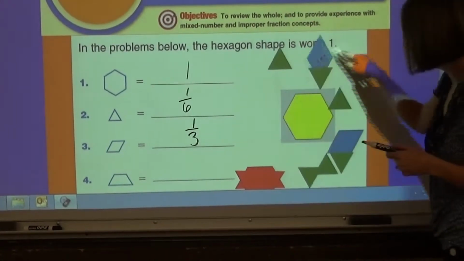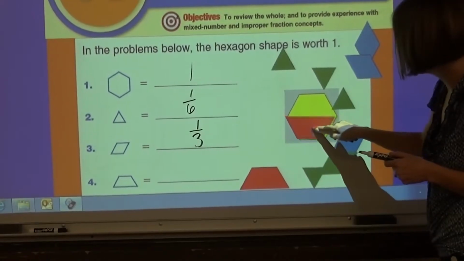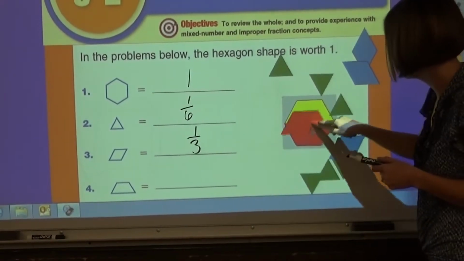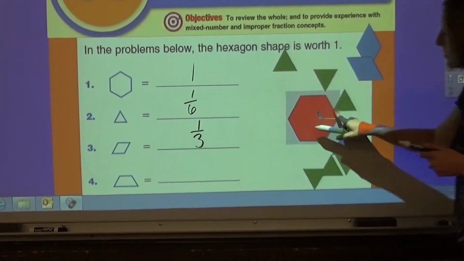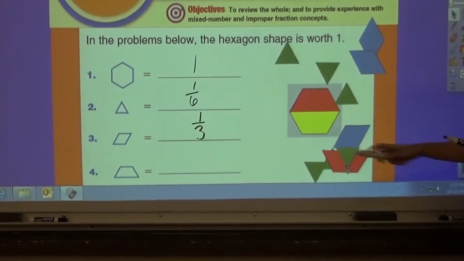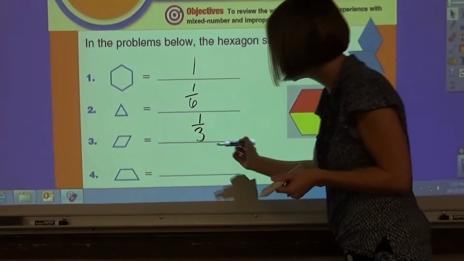And then my trapezoid is the last shape. And so if I move these in, it takes 2. I want to know what one of them is worth. So it's 1 out of 2, or half of the hexagon.